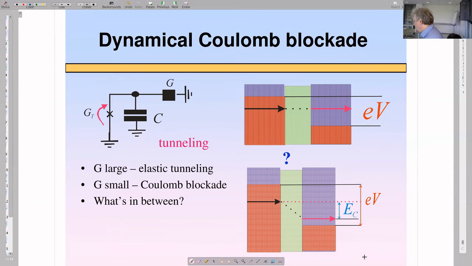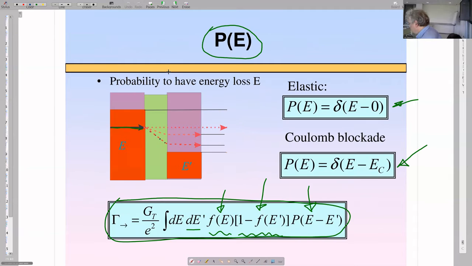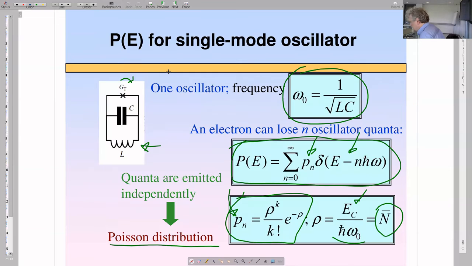We understand that one can make a setup which is intermediate between the non-interacting case and the Coulomb blockade case. We call it dynamical Coulomb blockade. This setup is characterized by conductance or resistance, which shunts the Coulomb blockade island. This situation is characterized by the probability to have a certain energy loss. If we know this probability, we can compute tunneling rates.